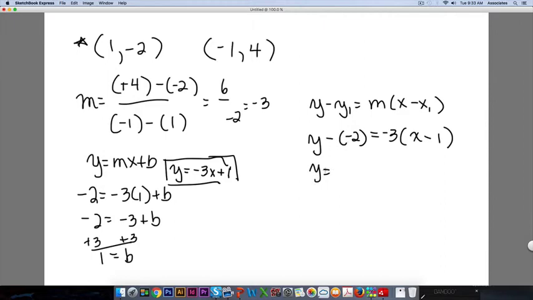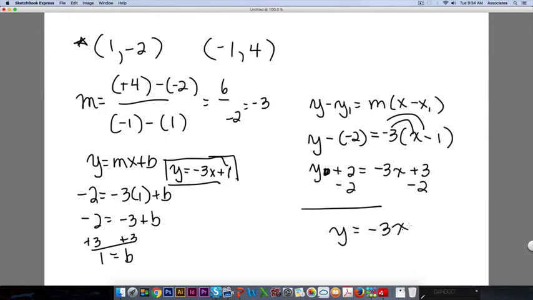Negative times negative makes positive, so I should have put a +2 equals distribute: -3 times x is -3x. -3 times -1 is +3. Subtract 2 from both sides to solve it for y, and I get y equals -3x plus 1. Look, it's a math miracle. Both answers came out to be exactly the same. And they should, because it's the same line that contains those 2 points.